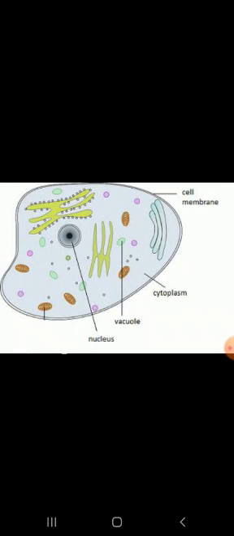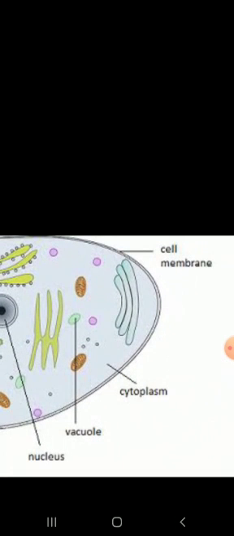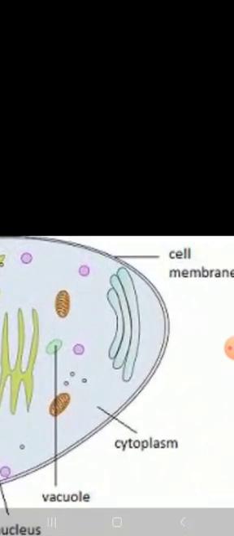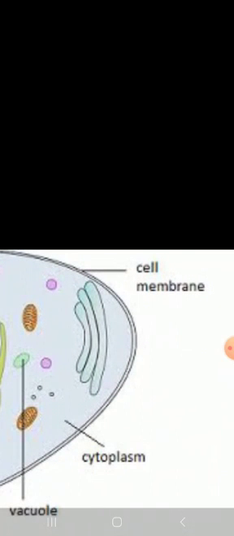Now come towards the second type of cell, that is the animal cell, where the outer membrane is known as the cell membrane. Remember that in the animal cell the cell wall is missing. The cell wall is only present in the plant cell, whereas the cell membrane is present both in the plant cell as well as in the animal cell.